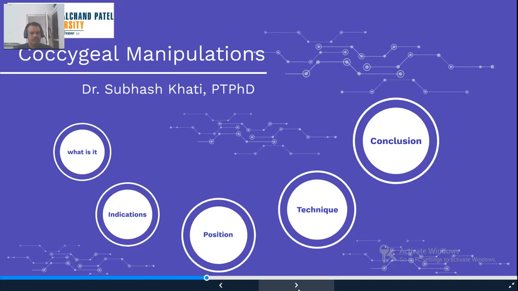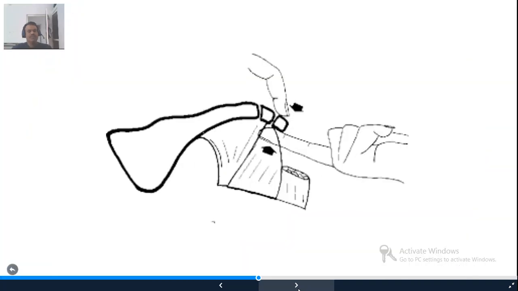What is the patient's position? Now instead of showing you the full position, I thought I can just describe it with this diagram. To begin with, the starting position of the patient is on a treatment table. Ask the patient to be in prone lying, that is lying down on stomach. Then ask the patient to abduct both lower extremities and perform the internal rotation. So prone hip abduction with internal rotation is the starting position of the patient.